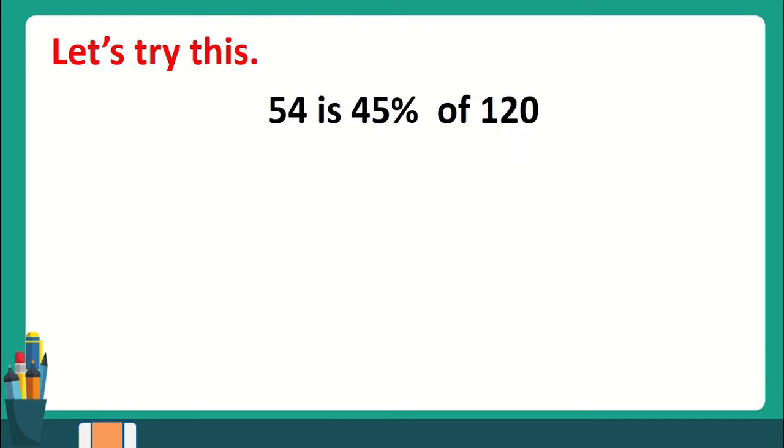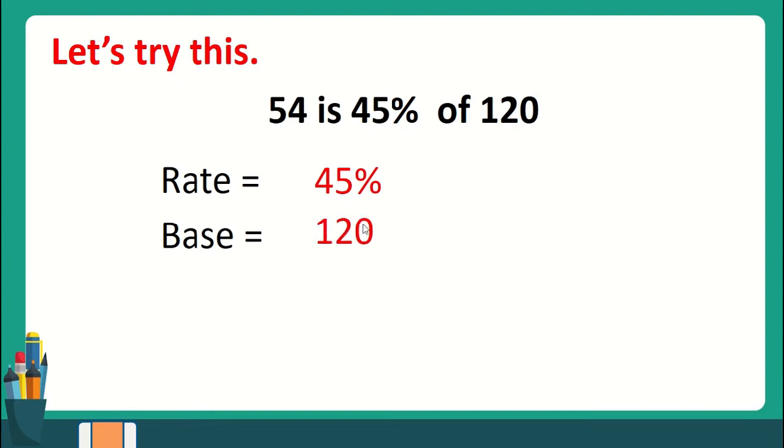So let's try this. 54 is 45% of 120. So what is our rate? Remember, it is the number with the percent sign. So we have 45%. So what is our base? It comes after the word of, and it is the whole number. So the number that comes after the word of is 120. What is our percentage? The percentage is 54.